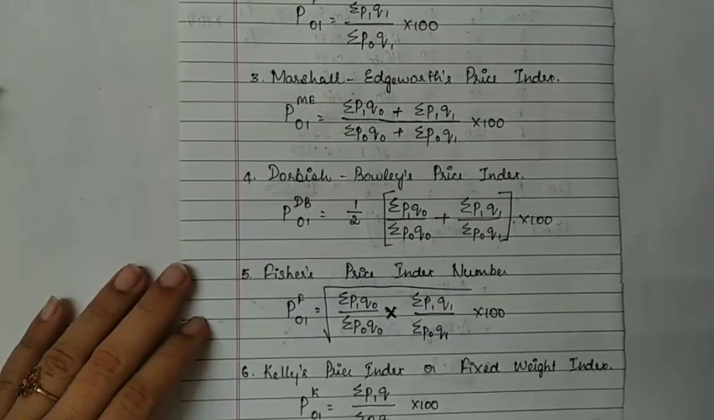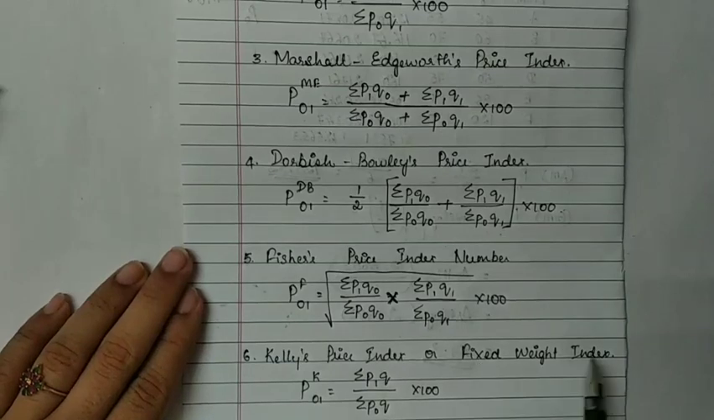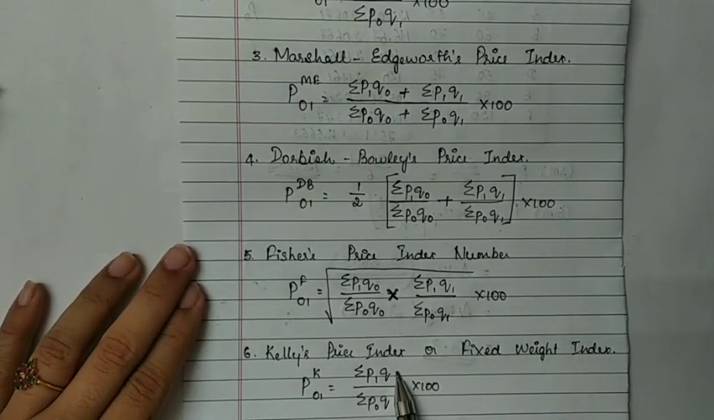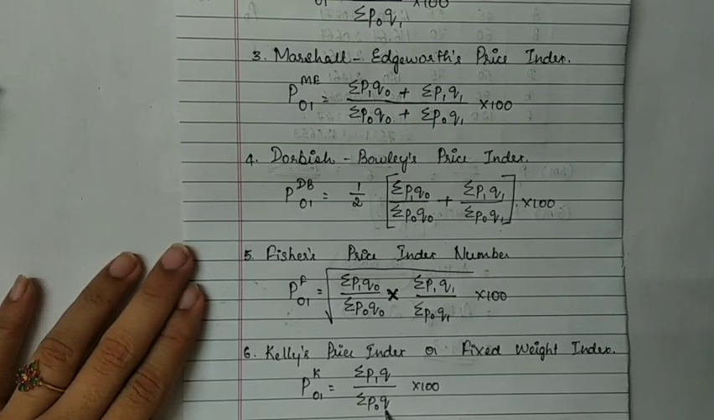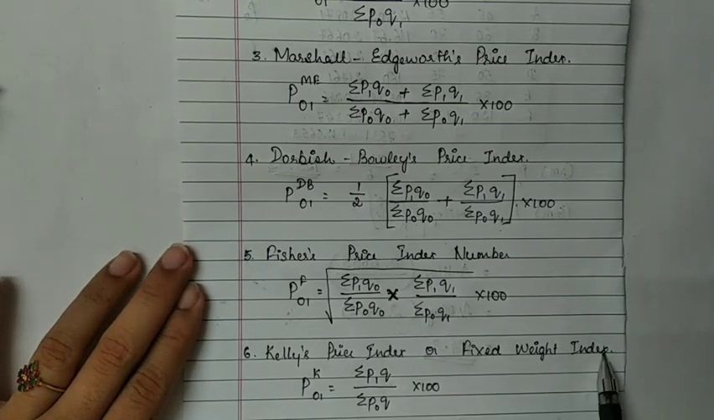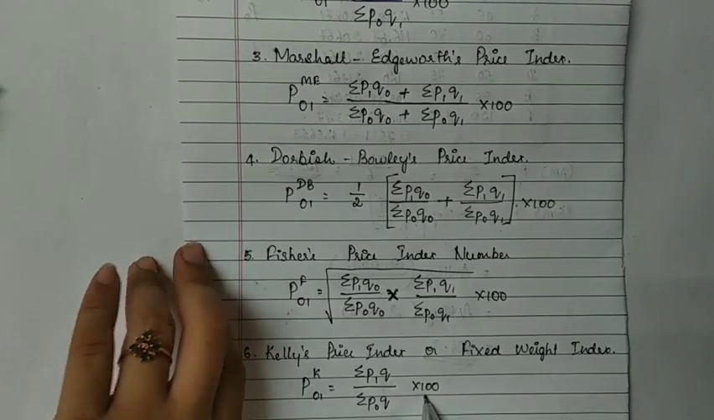And the last one is Kelly's price index or fixed weight index. So here quantity is given as weight. The quantity of base or current year we don't know. We are just given a fixed weight index. So the formula will be summation P1 Q divided by summation P0 Q multiplied by 100.